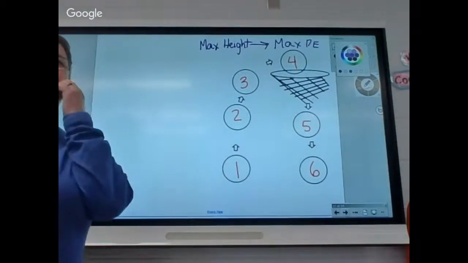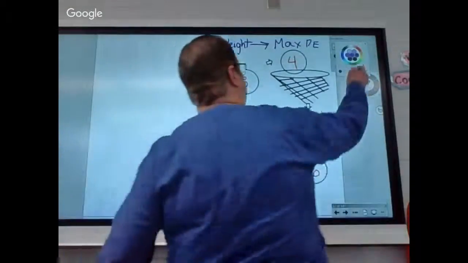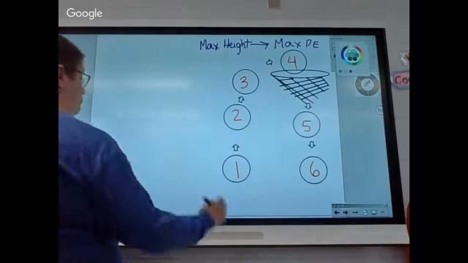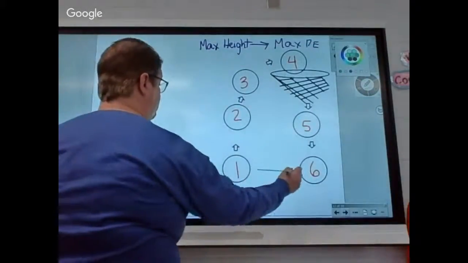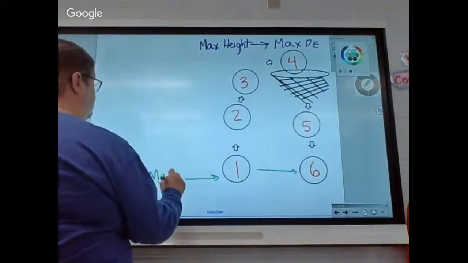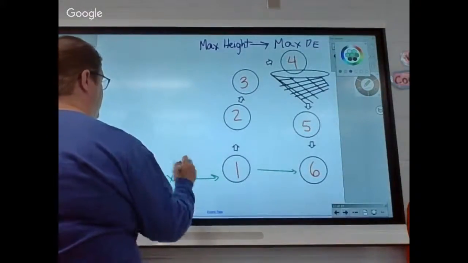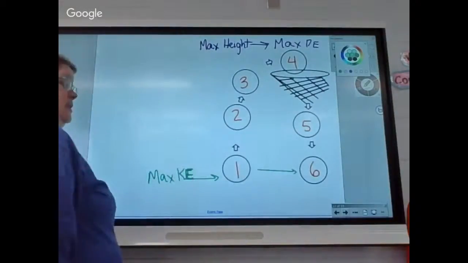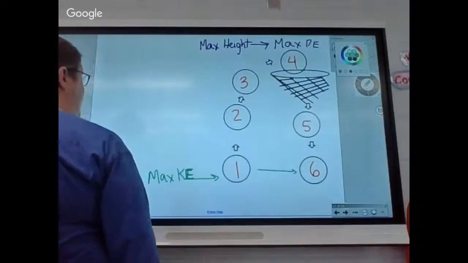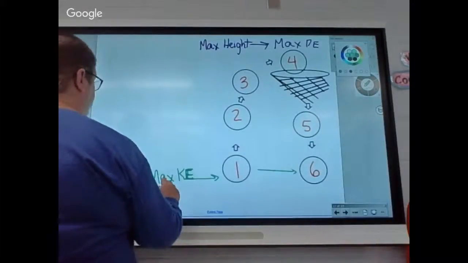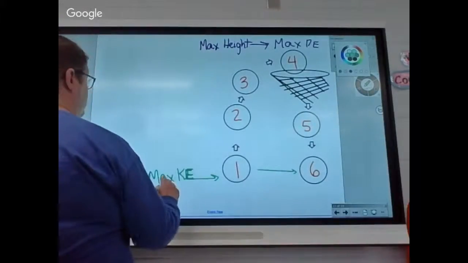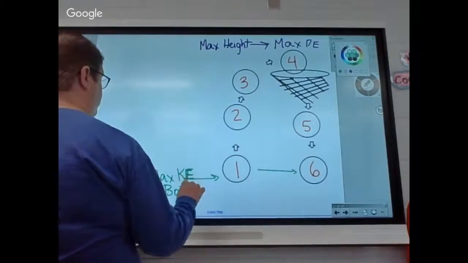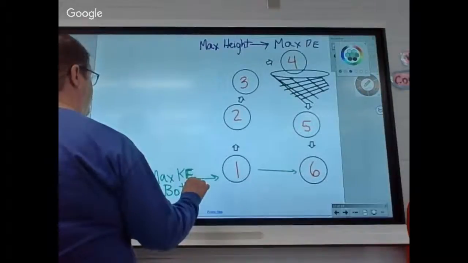All right, where's the maximum kinetic energy? Yep. Why are there two of them this time? Because they're at the same level. Why are they the maximum kinetic energy? They're at the bottom. Where did it go faster, down than it was going up? Yep. And why are they both max?